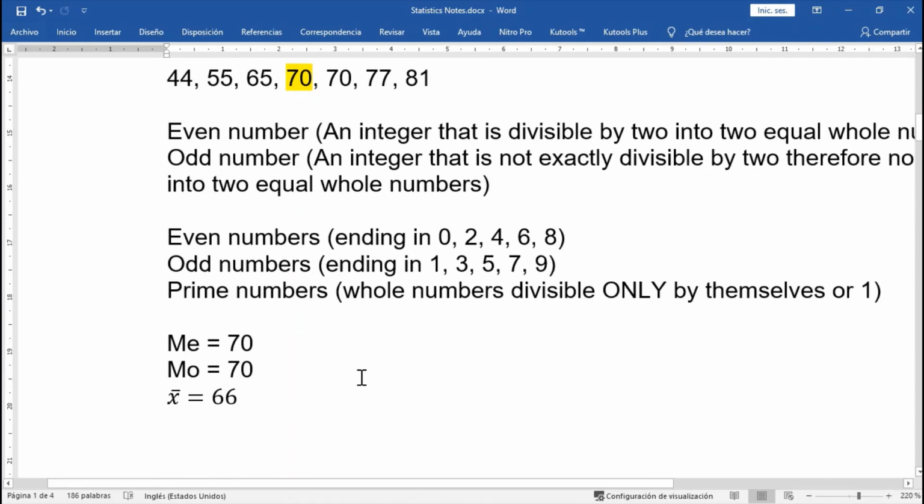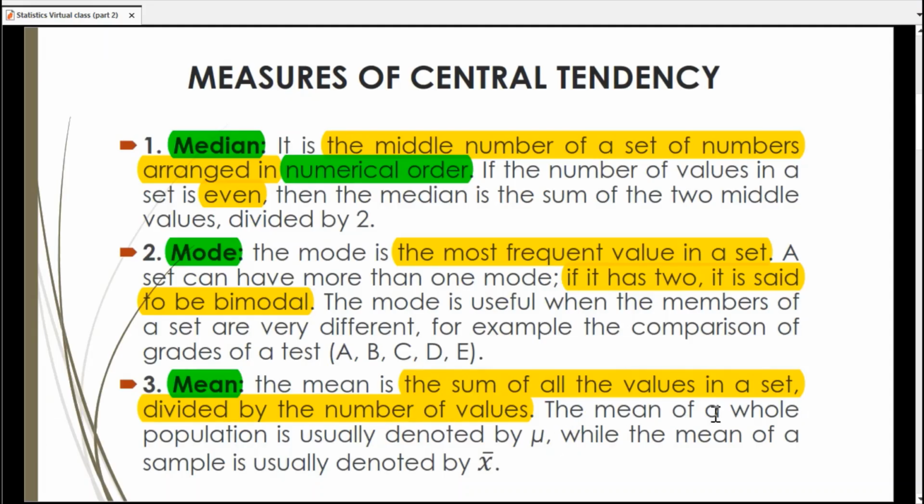Something interesting is that even though 66 is relatively close to 70, it's not precisely so close, right? It's not like 69 or 71 or 69 point something or 71 point something or 70 point something. This is indicating something, and I have to say, let's finish this part. The mean of a whole population is usually denoted by mu, while the mean of a sample is usually denoted by x bar.